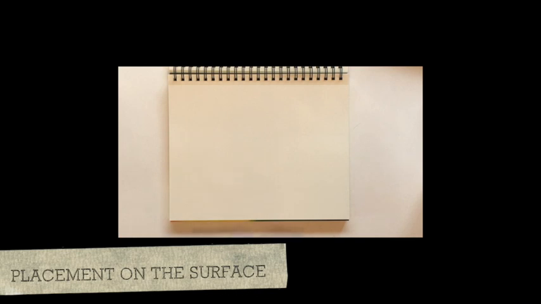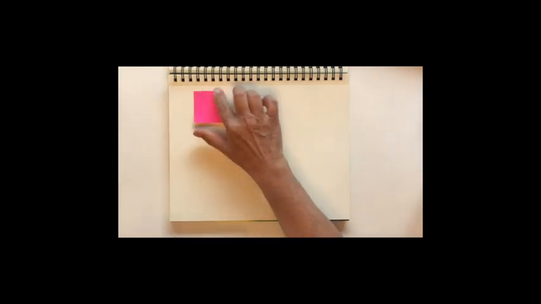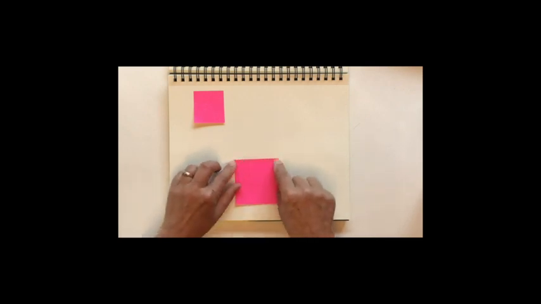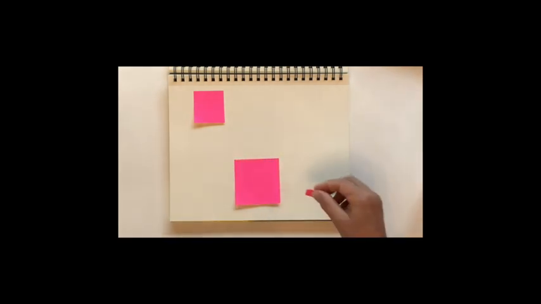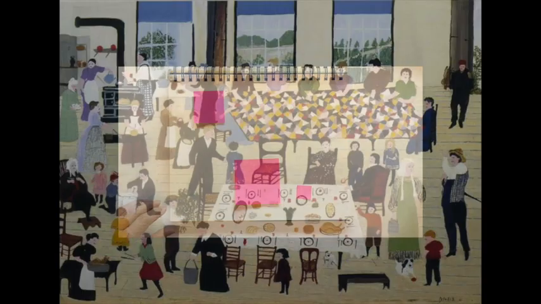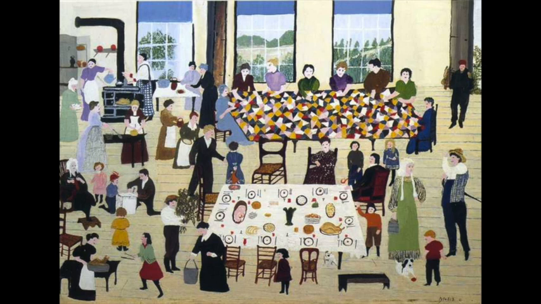So typically, things that are farther away might be really high up on the picture plane. Things that are closer might be lower. They just feel that way as well. Grandma Moses used placement to show depth by putting her figures that were farther away at the top of the picture and those that are closer at the bottom.